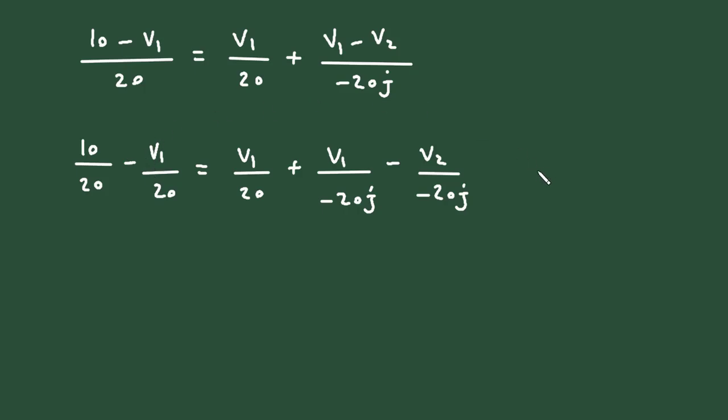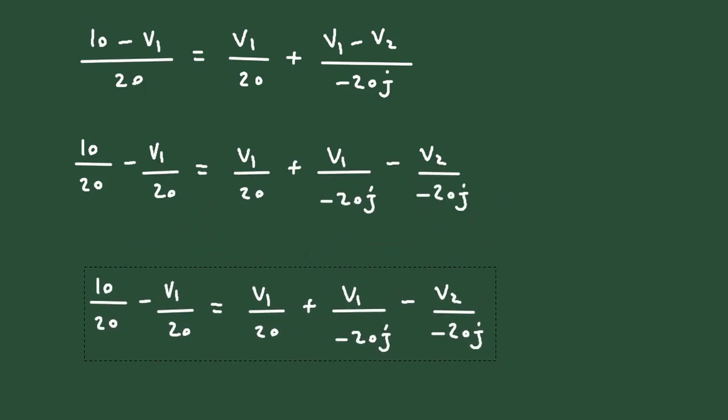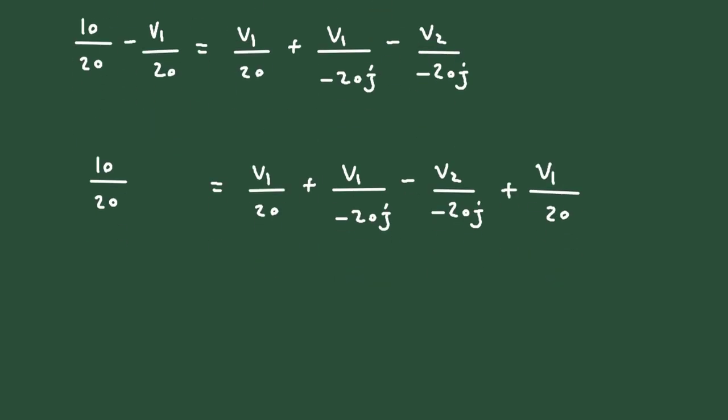Now we can take this on right side. So let's copy this expression. Now we can take this minus V1 by 20 on right side. So it will be plus V1 by 20. So 10 by 20 means 1 by 2. 1 by 2 means 0.5.